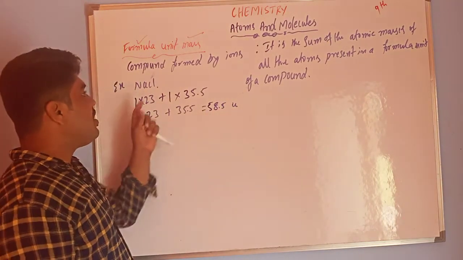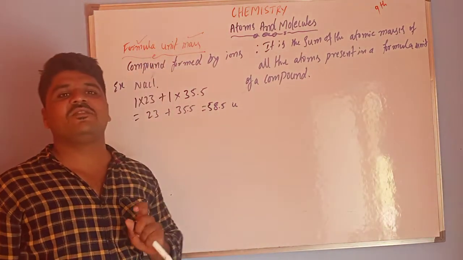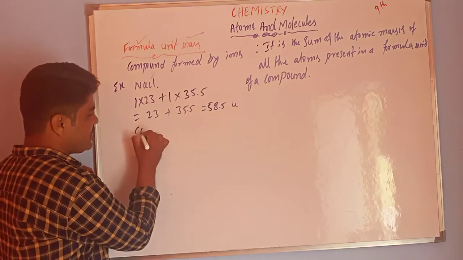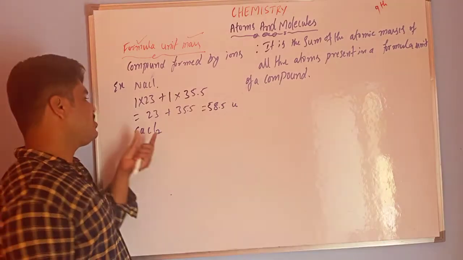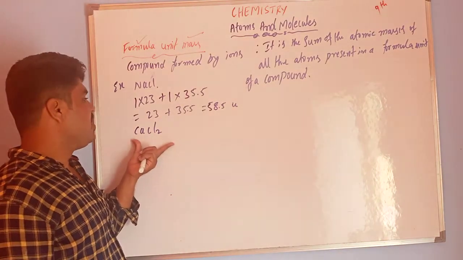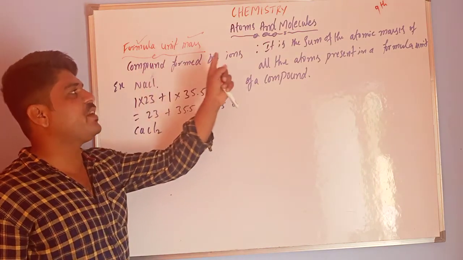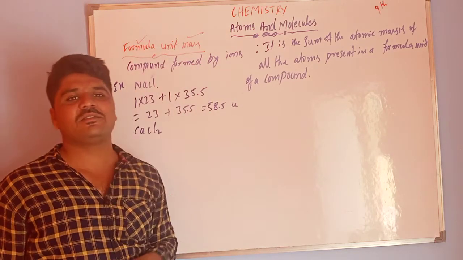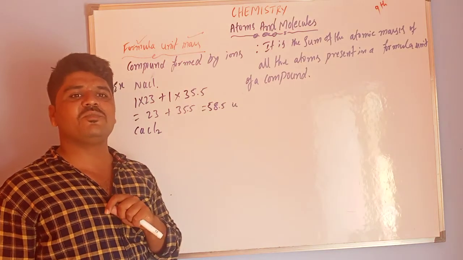I am taking one more example. Find the formula unit mass of calcium chloride. This is also an ionic compound. Compounds formed by ions, only then do we find the formula unit mass. So what is the atomic mass of calcium?